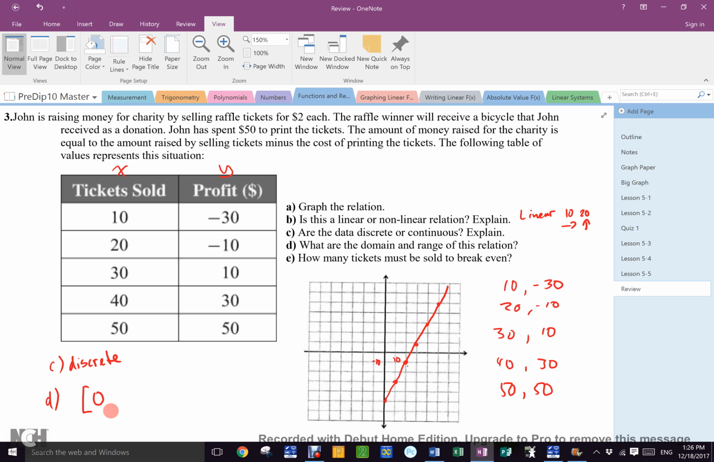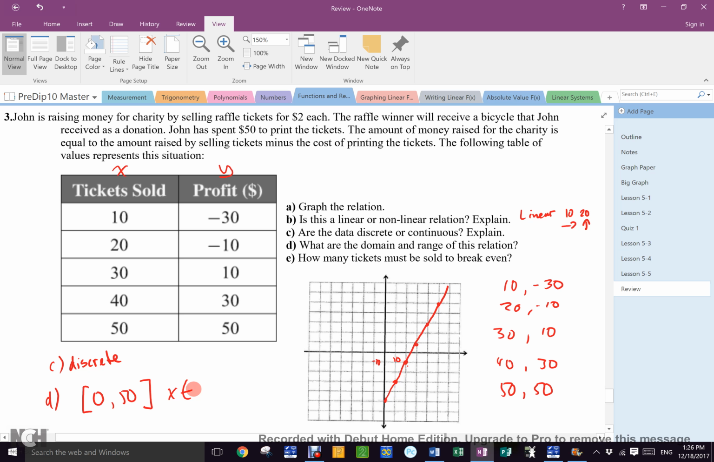What would you guys say here? You have some data. Right, because that's the highest number you have data for. You have no idea if you sold more than 50 or not. You can't go to infinity, right? Excellent. Okay, now X is a set of what?